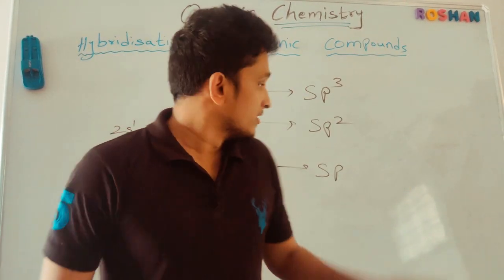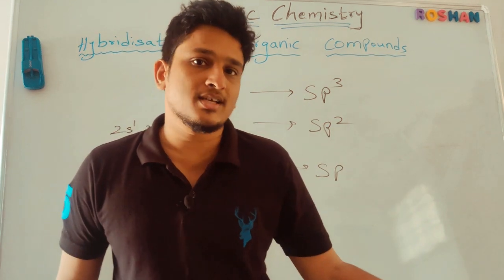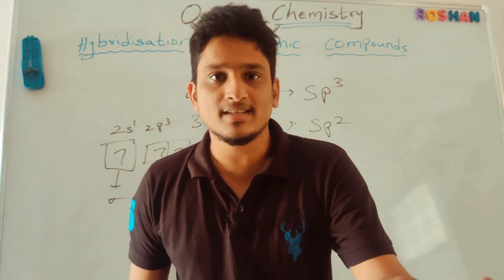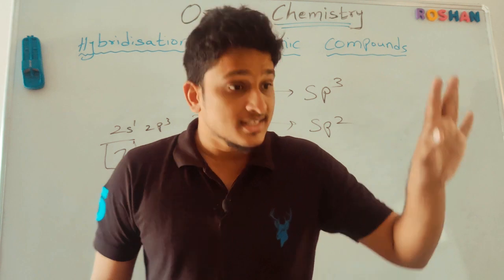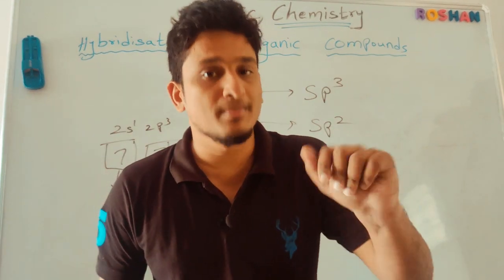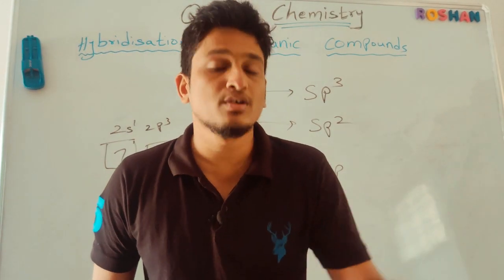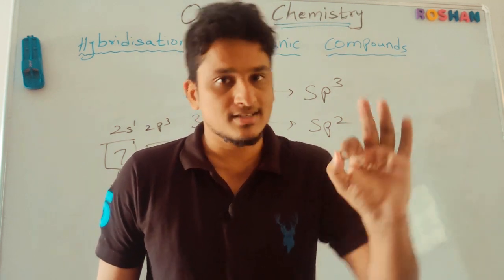sp3. 3 sigma means what is hybridization? sp2. 2 sigma means what is hybridization? sp. This is a shortcut. Sir, in a molecule how to recognize? How to remember? How to find out the number of sigma and pi bonds? That also I'll explain. See.